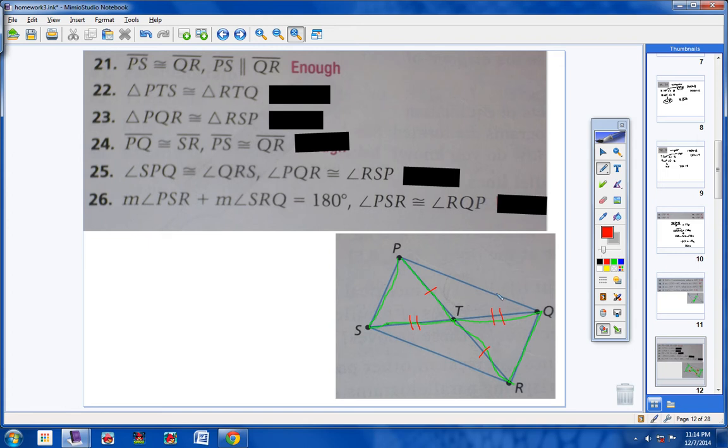We're done. We learned that if in a quadrilateral, if the diagonals do what? Do you remember? If they bisect each other, then you have a what? A parallelogram. Well, look, they bisect each other. This segment here is congruent to this segment here. This segment here is congruent to this segment here. So yes, we have enough information. And the reason is the diagonals bisect each other. Okay, moving on to number 23.